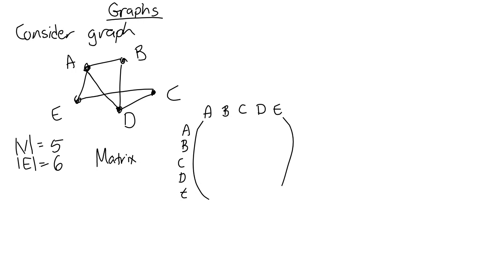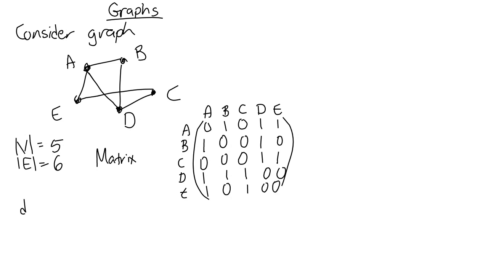So from A, there are edges to B, to D, and to E. There is not an edge from A to A. There is not an edge from A to C. From B, there's an edge to A and to D, and not to the other points. From C, I can go to D and E. From D, I can go to A, B, C. From E, I can go to A and C.